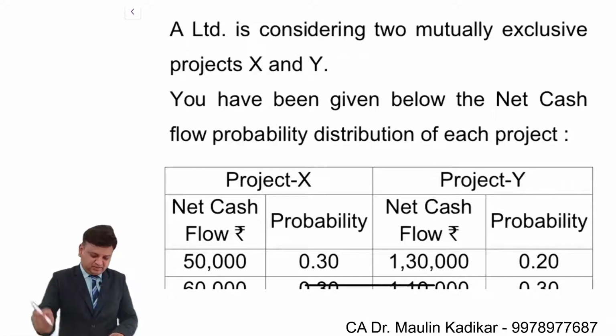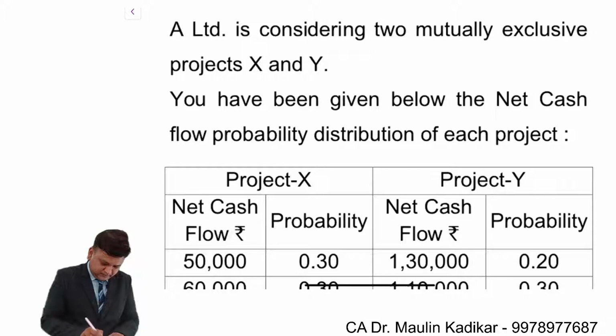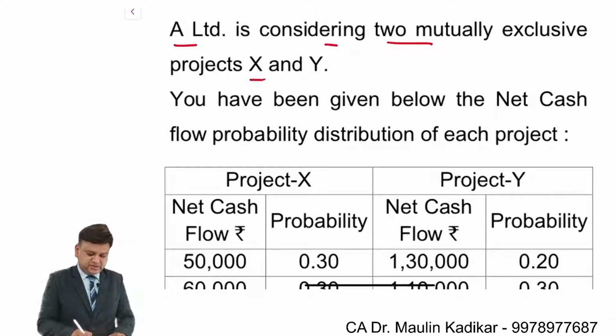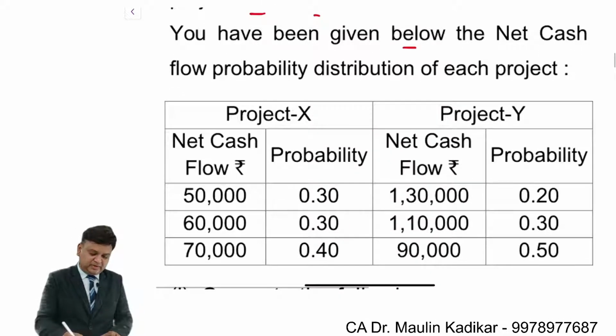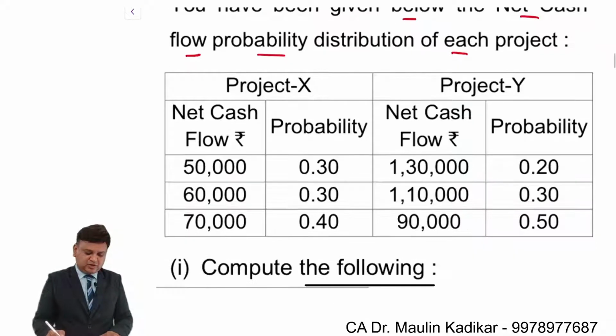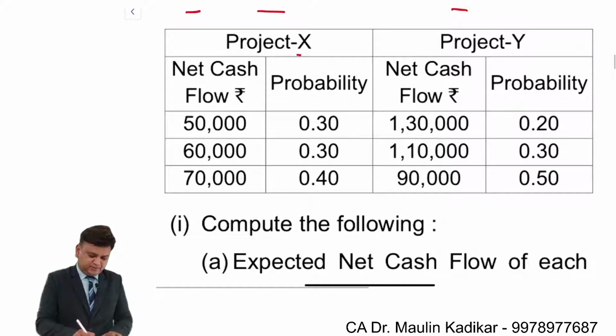Let us see the next question. A Limited is considering two mutually exclusive projects X and Y. You have been given below the net cash flows, probability distribution of each cash flows, Project X and Project Y. Cash flows, along with that the probability is given.